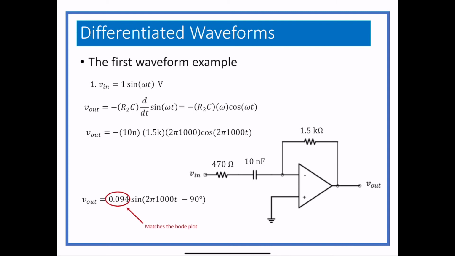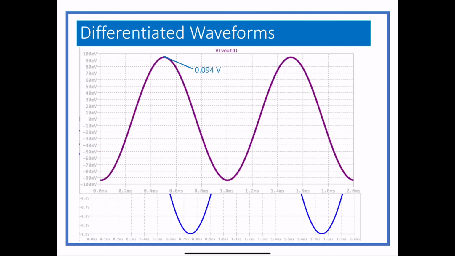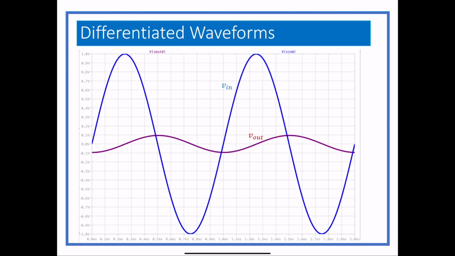It actually comes out exactly like the Bode plot, which I would hope that it would, considering that it was simulated that way. And if we go through and actually run that waveform in LTspice, we get the input being much, much bigger than the output. And when you look at it at this resolution, it looks like the output is like 0.1. But if you zoom in on it, it actually is exactly 0.094 volts at peak. So you actually do get exactly what you thought you would, which is nice. It's nice when things actually work reasonably well.